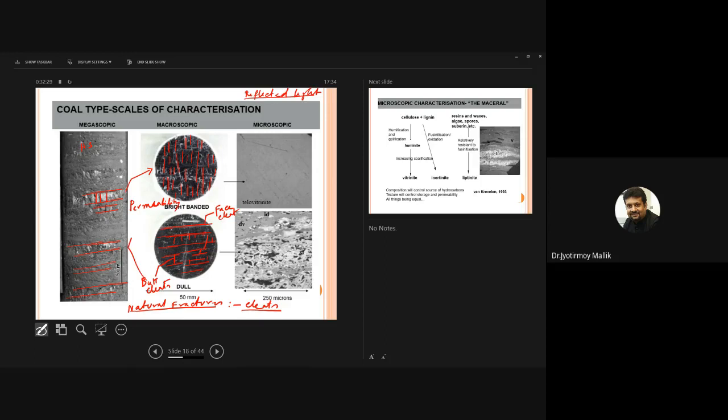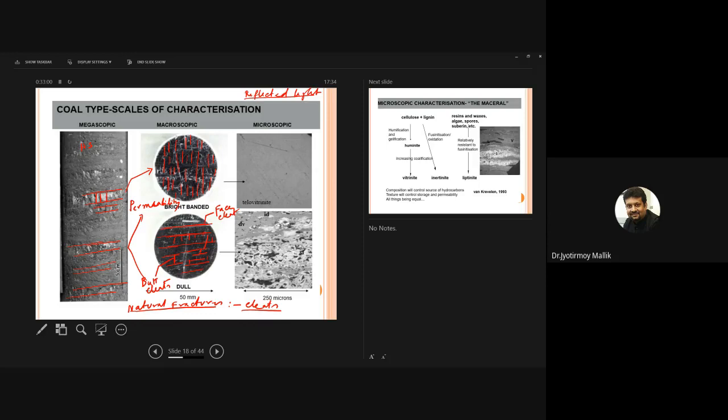These cleats actually provide permeability to the coal seam. If these cleats were not present, the coal seam would have been completely impermeable or of extremely low permeability, because the matrix that we have in the coal seam is non-permeable at all. Okay? Now, we will come back to the cleats in even more detail when we talk about coal bed methane.